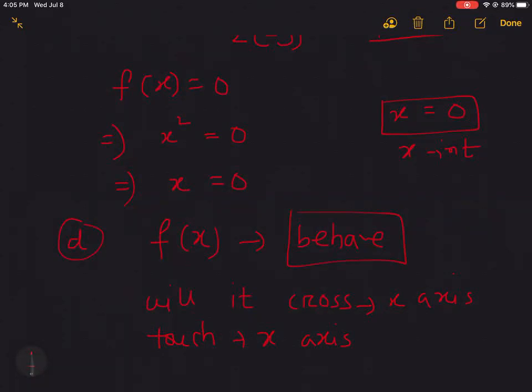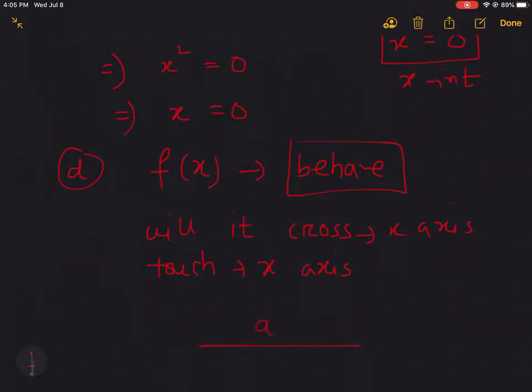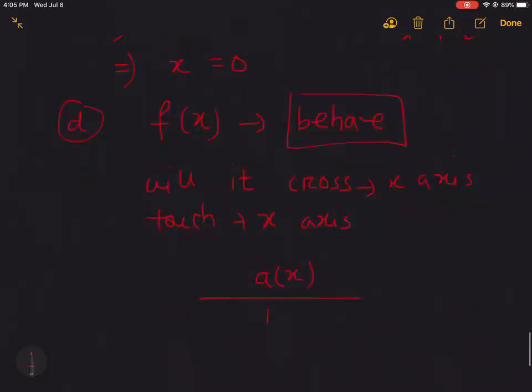X equals 0 comes from x squared, and 2 is multiplicity 2, which means it touches. Anyone else? Okay, so what's the idea behind this? That means you need to take the numerator, whatever you have here. Can anyone tell me the idea?